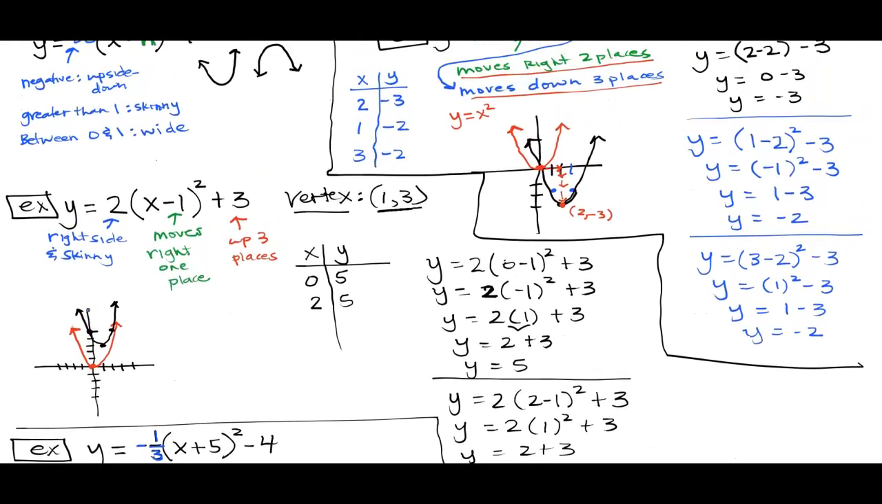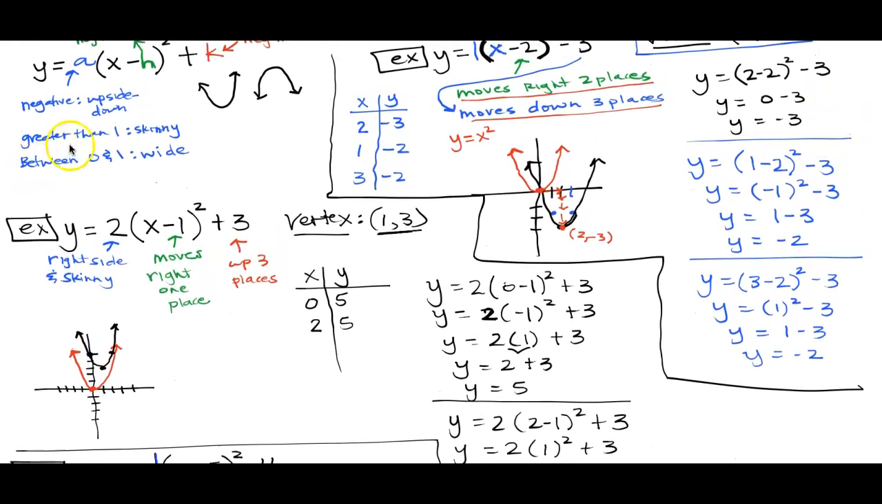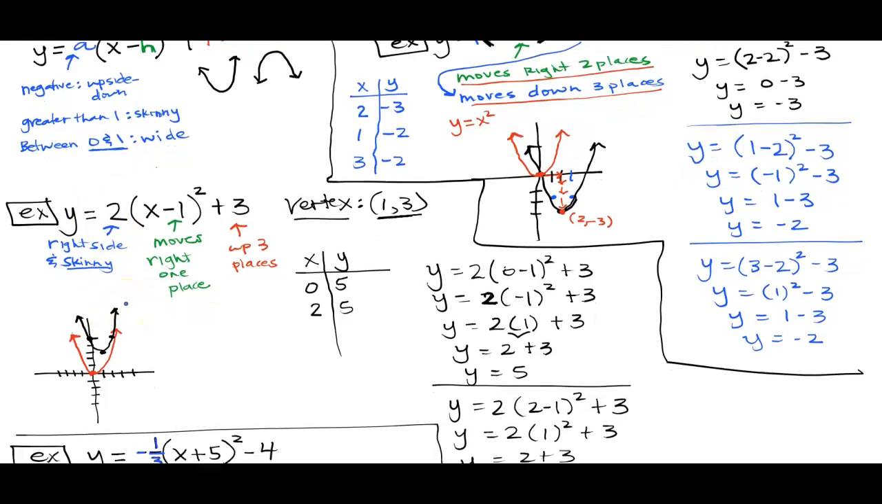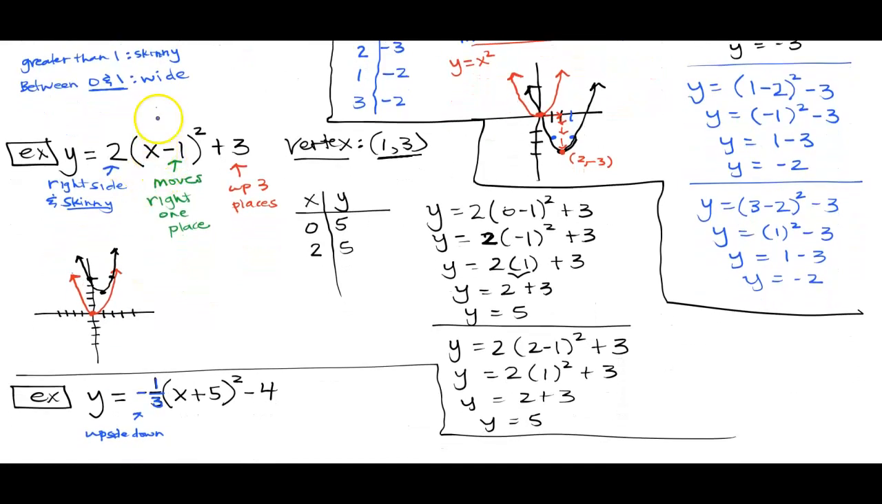Let's go back up here. Remember how we said, with this 2, what did that 2 do to it? It made it skinnier. But this time it's a number between 0 and 1, or negative 1 and 0. It just needs to be a fraction.